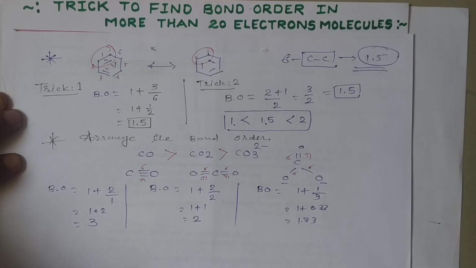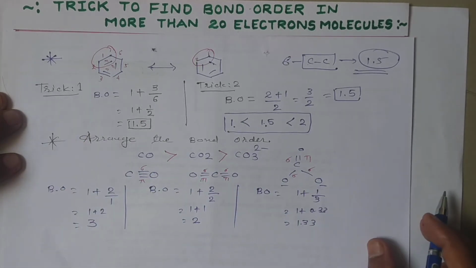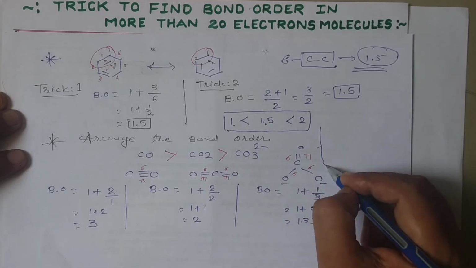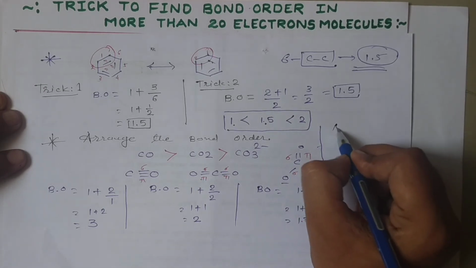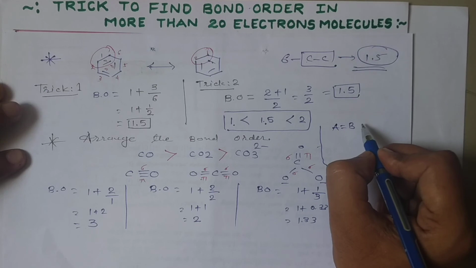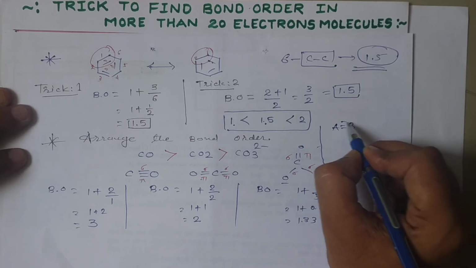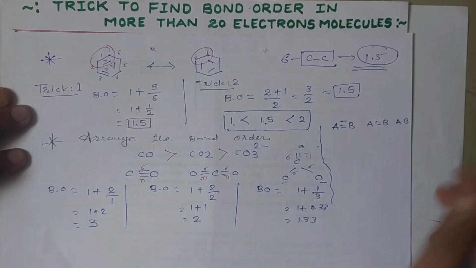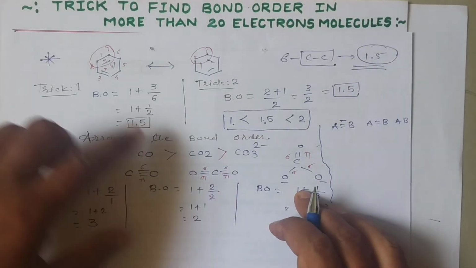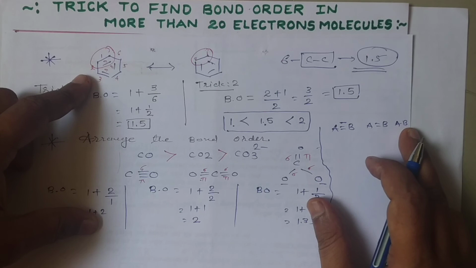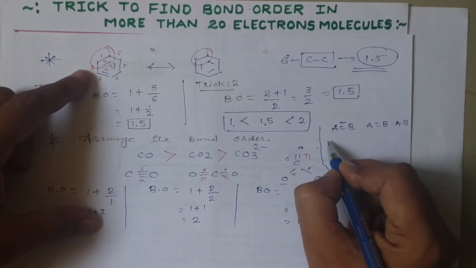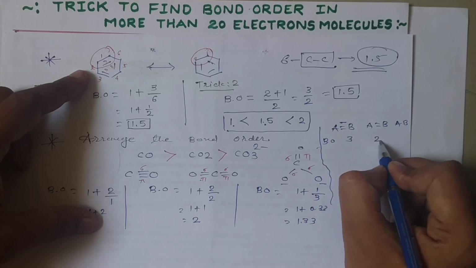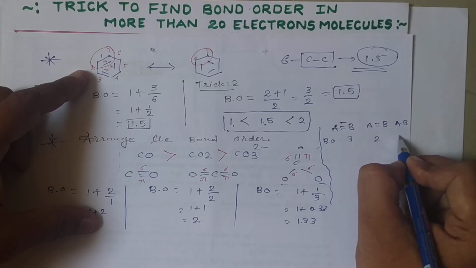Now, that we have already discussed, suppose A double bond B, A triple bond B, and A single bond B. Here, for A triple bond B, the bond order will be 3. For a double bond, the bond order is 2. For a single bond, the bond order is 1.